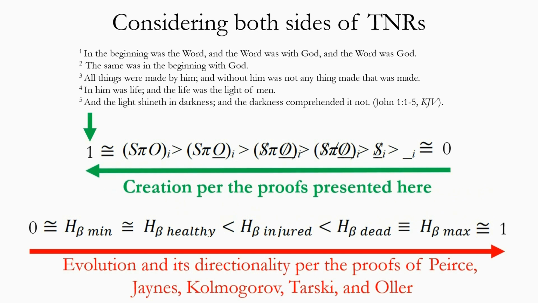In the beginning was the Word, and the Word was with God, and the Word was God. The same was in the beginning with God. All things were made by him, and without him was not anything made that was made. In him was life, and the life was the light of men. And the light shineth in the darkness, and the darkness comprehended it not.